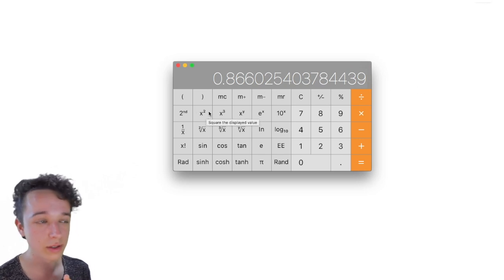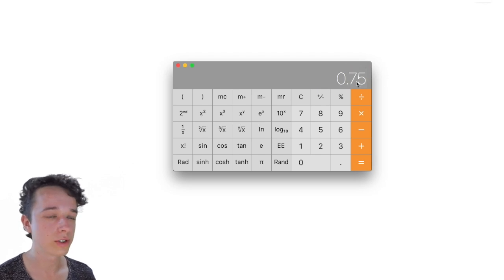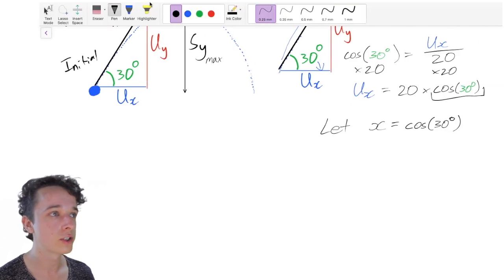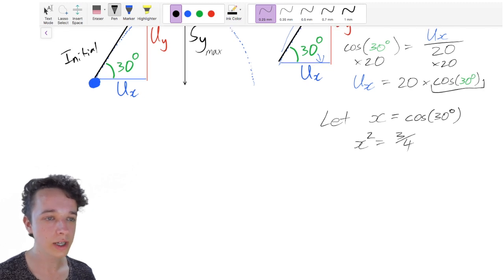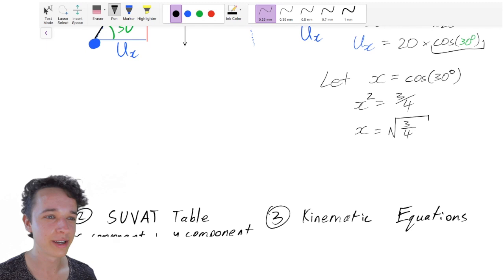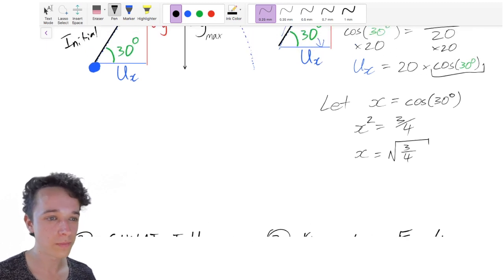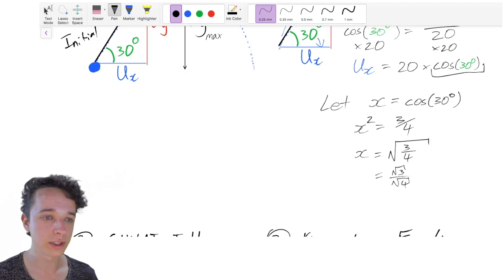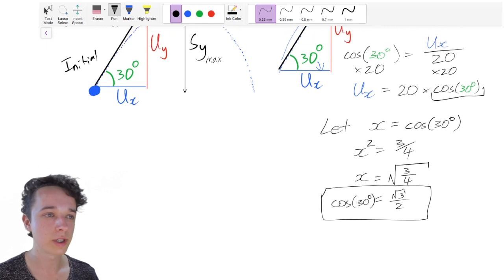What happens if you square this number? We square the number and we get a really nice number. This is 3 over 4 if it was in fractional form, right? So we know that x squared, or cos 30 squared, is equal to 3 over 4. So if x squared is equal to 3 over 4, then x is equal to the square root of 3 over 4. It's actually plus or minus, but ignore that. Okay, x is equal to root 3 over root 4. Now root 4 is the same as 2. And so because we let x equal cos 30, we know that cos 30 is equal to root 3 over 2.